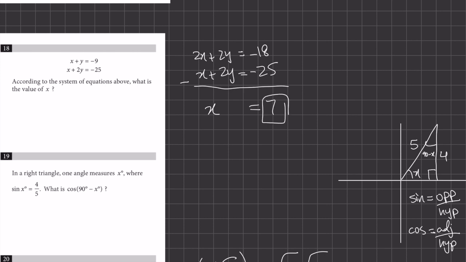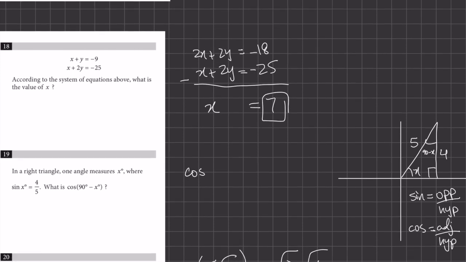Question 19 is solved by remembering the identity cos 90 minus x equals sin x. Hence, the answer is just 4 over 5 or 0.8. Alternatively, this can be solved using the diagram drawn here as well. Remember that sine is equal to opposite over hypotenuse, and cosine equals adjacent over hypotenuse.